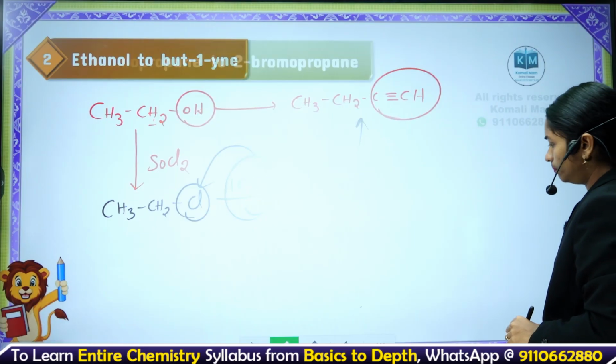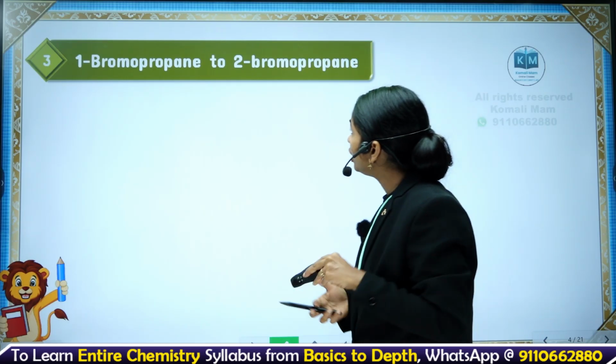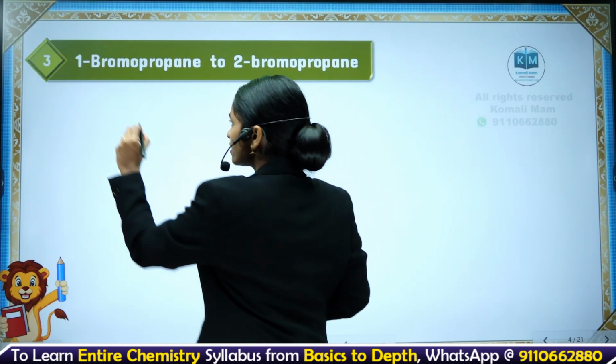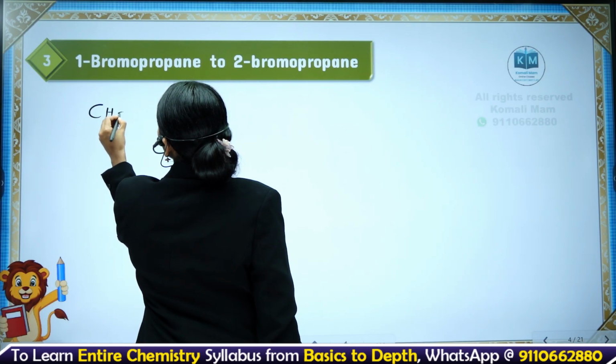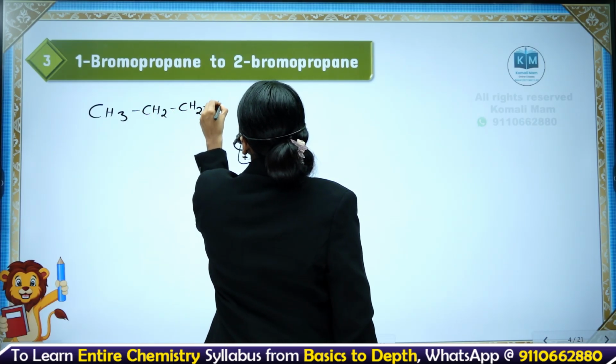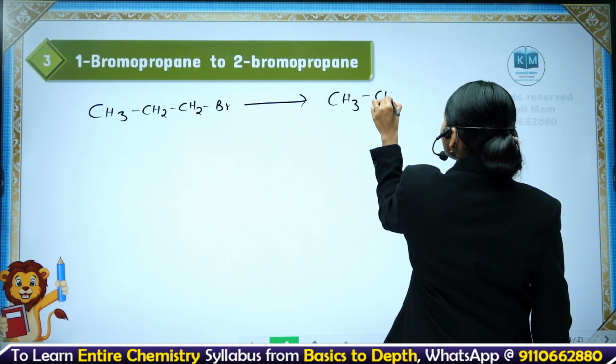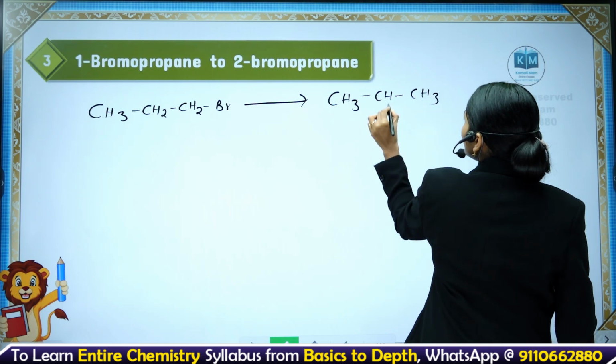Question number 3. 1-bromopropane to 2-bromopropane. What is that, students? Tell me. 1-bromopropane to 2-bromopropane. Identify the difference. First, just identify what is the difference between these two.